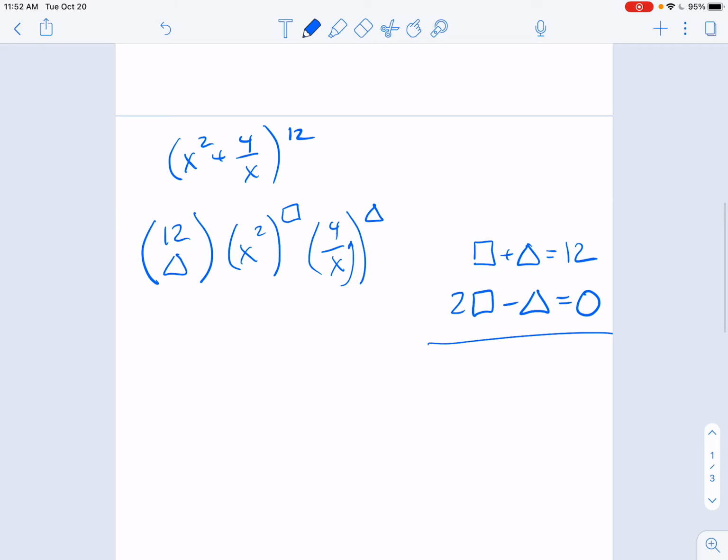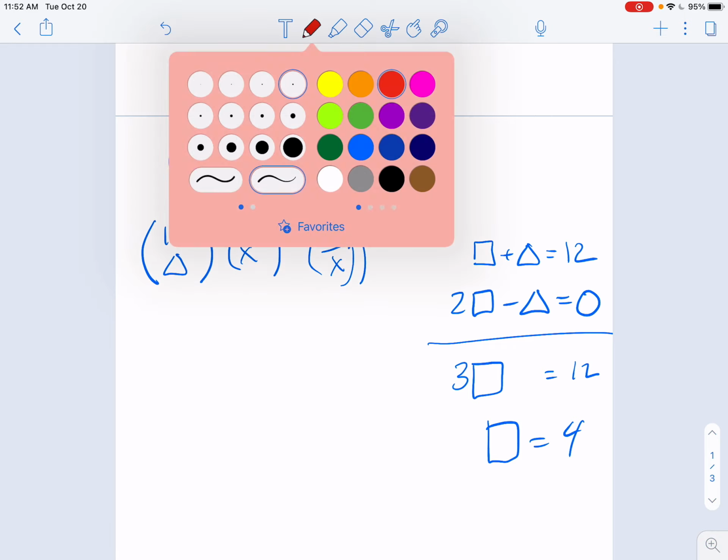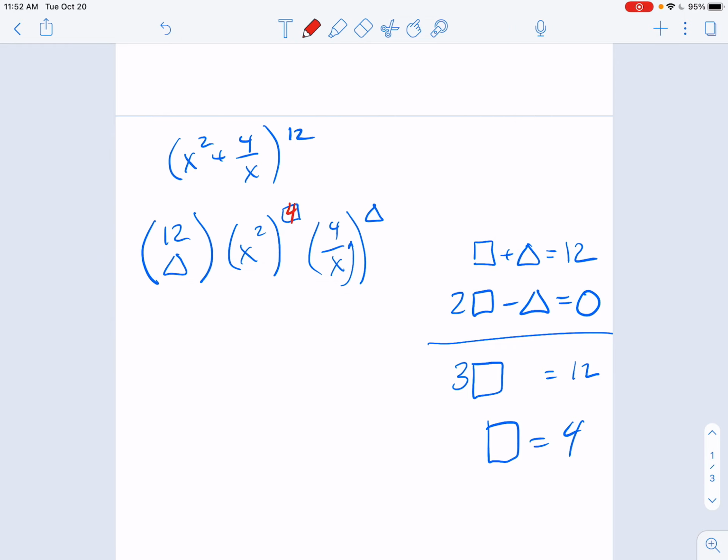Okay, and so now I'm going to solve this system. I have 3 box is equal to 12. Therefore, box is equal to 4. So let's come back and put in a 4 here, which means that this has to be 8, since they add up to 12. So now it's 12 choose 8 times x to the 8th times 4 to the 8 over x to the 8. Notice the x's cancel out, and that's exactly what we wanted.